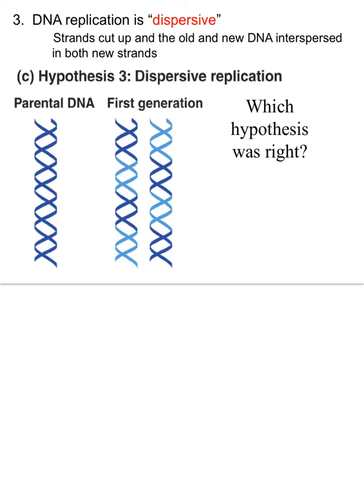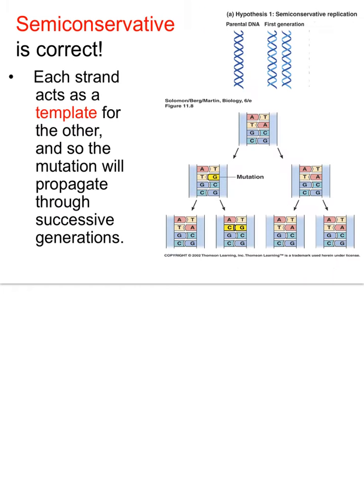So these scientists had 3 hypotheses. Which hypothesis was right? They figured out through research and testing that the semi-conservative method is correct. That is the one where you have an old strand kept intact in both of the new molecules, and the other side is the newly formed DNA, so that each strand acts as a template for the other. And you can see in the picture here that if you have a mutation, it will carry through the new generations of DNA.